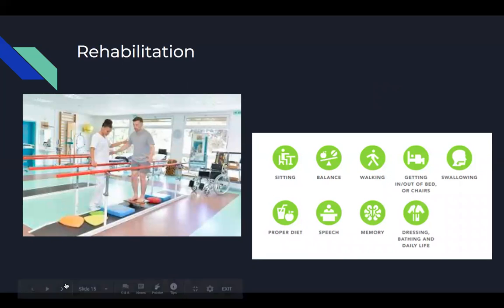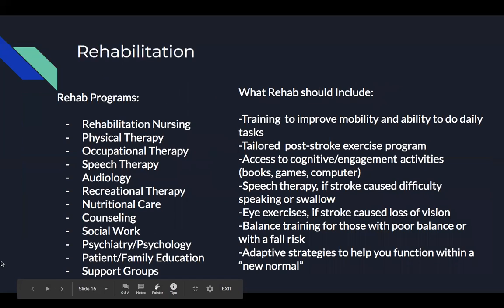So for rehabilitation, we're going to talk about things to do after you have a stroke. There are a lot of rehab programs, and it just depends on how the stroke affected you and what kind of stroke you've had. But the programs include rehabilitation nursing, physical therapy, occupational therapy, speech therapy, audiology, recreational therapy, nutritional care, counseling, social work, psychiatry or psychology, patient and family education, and support groups.